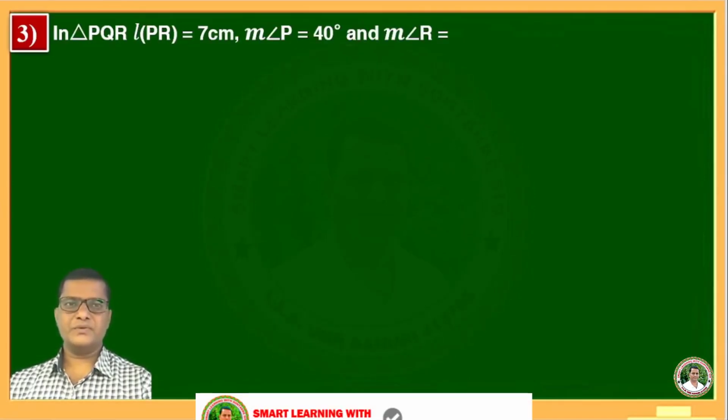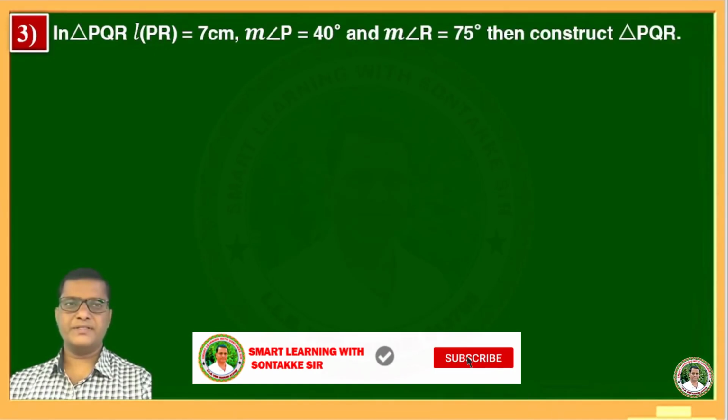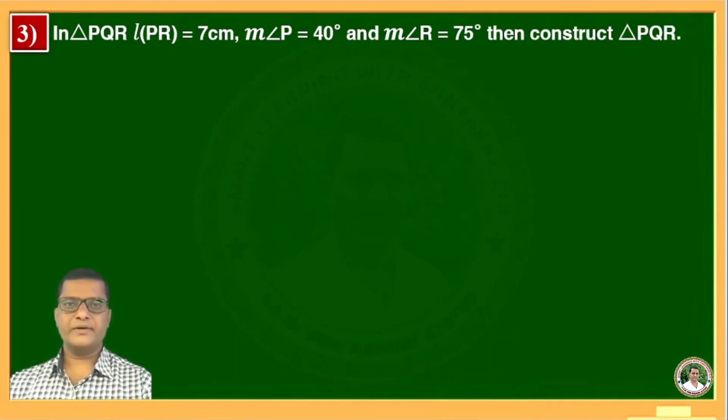Third question of this exercise is, in triangle PQR, length of PR is equal to 7 cm, measure of angle P is equal to 40 degrees and measure of angle R is equal to 75 degrees. Then construct triangle PQR. This is the construction of a triangle when two angles including a side are given. See the steps of the construction.